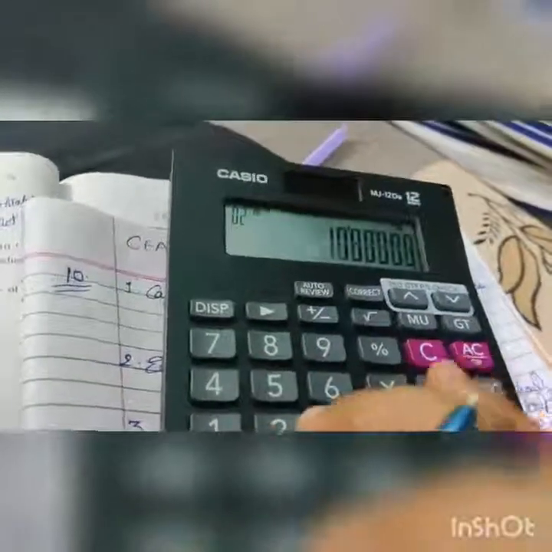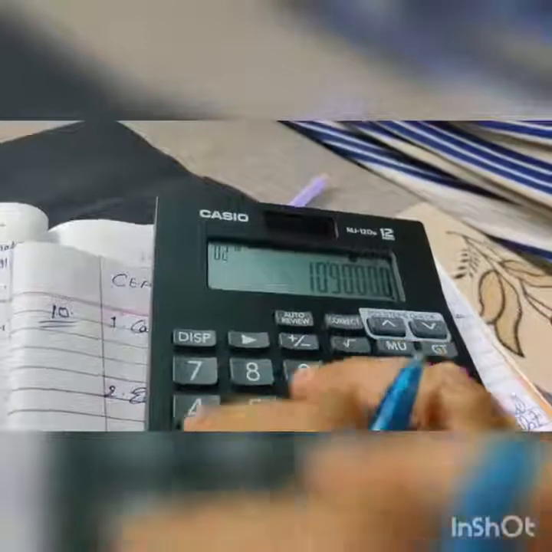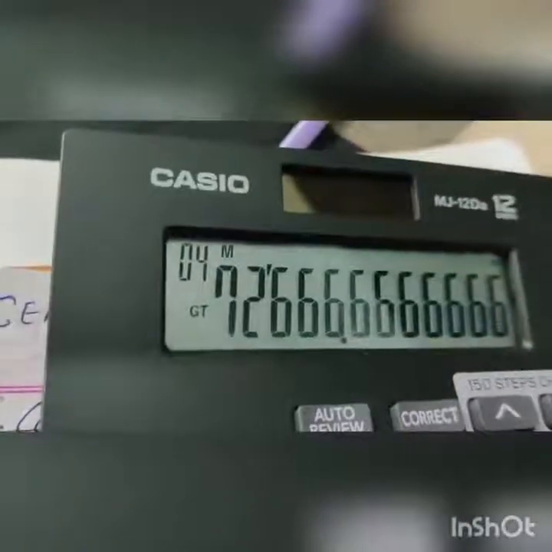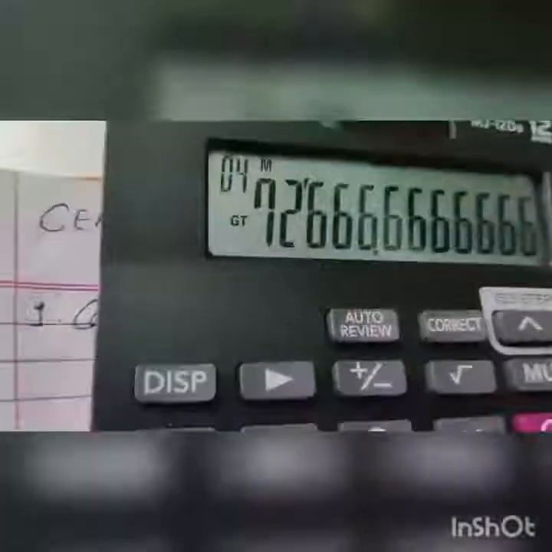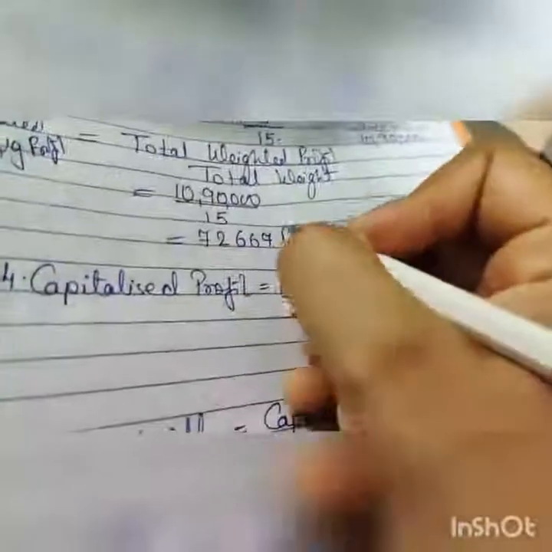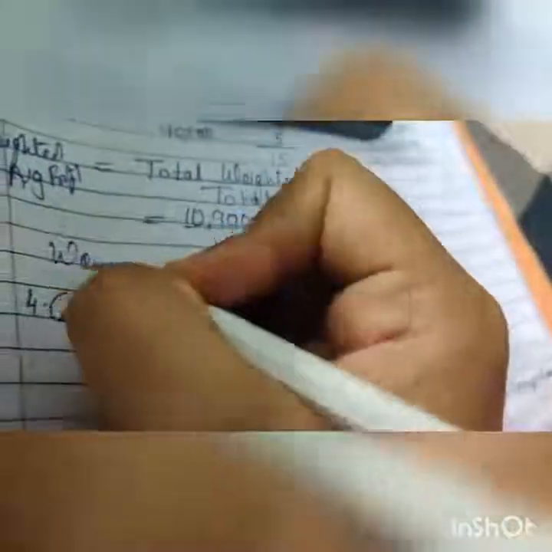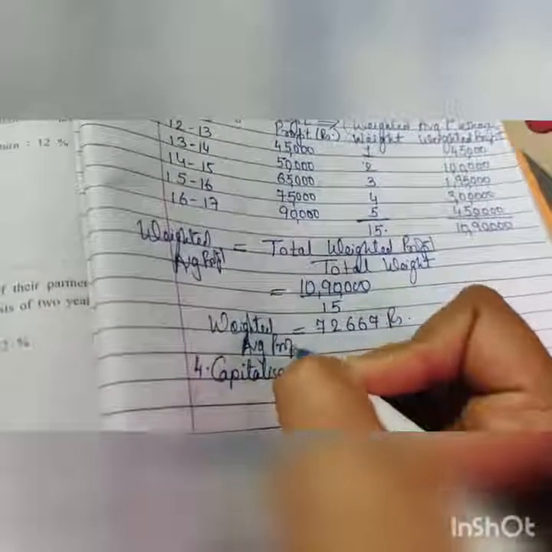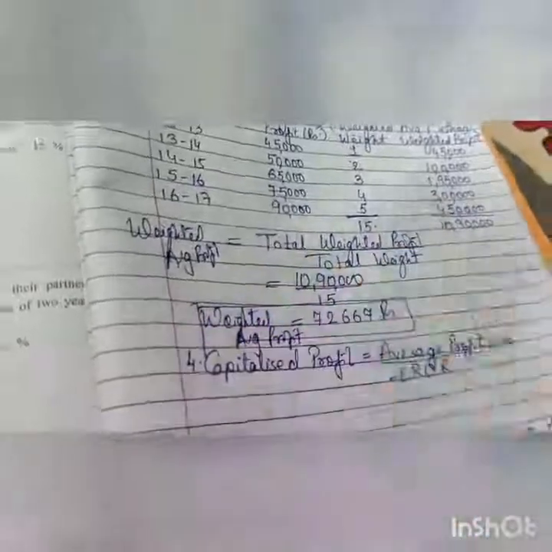72,667. Again see here, when you do it on the calculator you get a figure like this, that is 10 lakh 90,000 divided by 15. You're getting it like this in decimals. So now, enough practice you have done, so I'm writing directly that it is 72,667 rupees, that is the weighted average profit. It is this much.